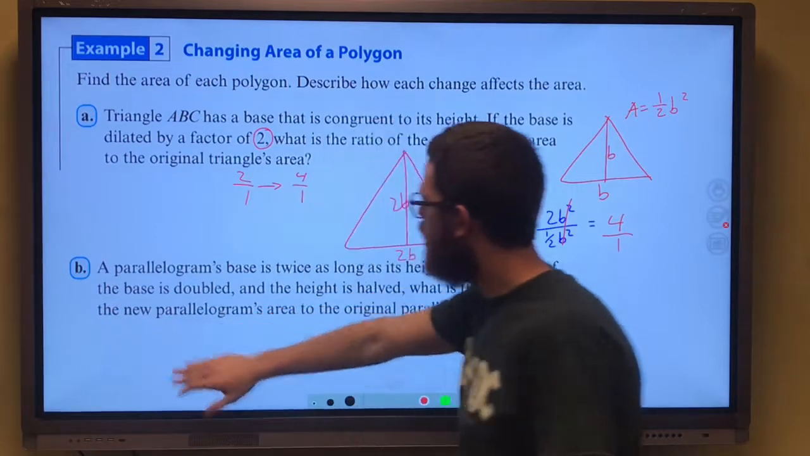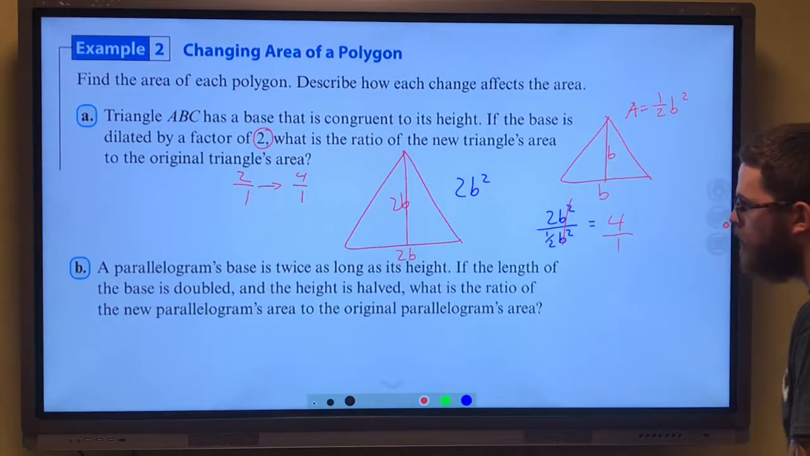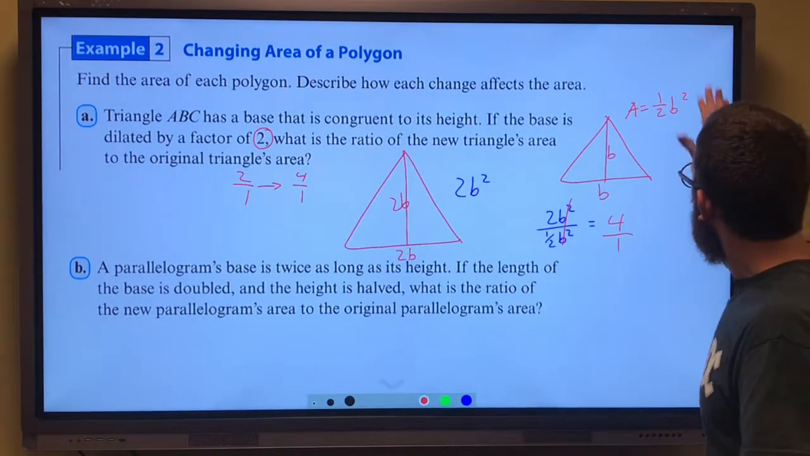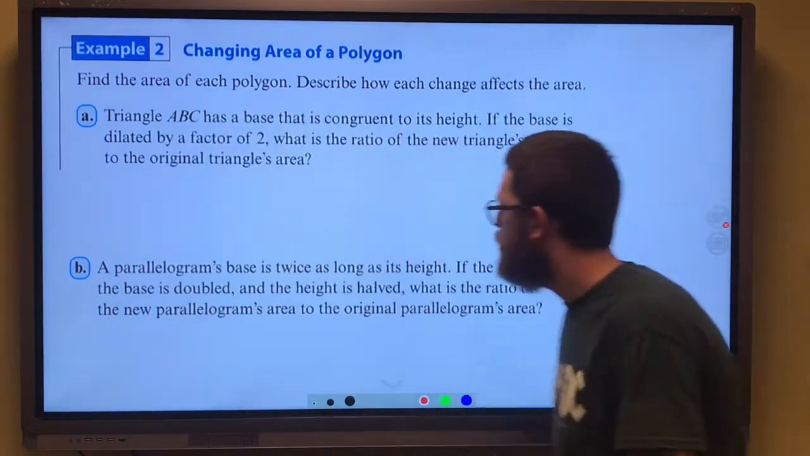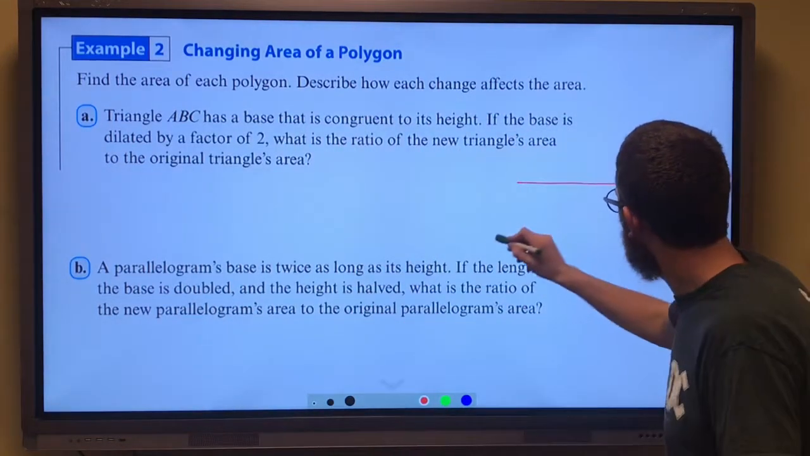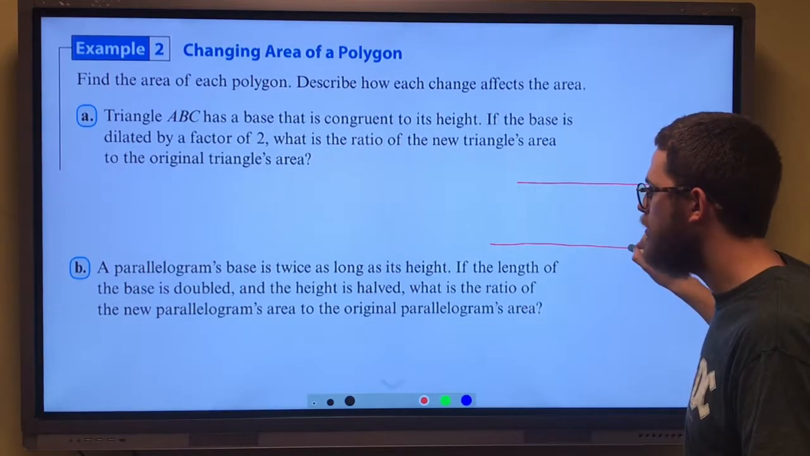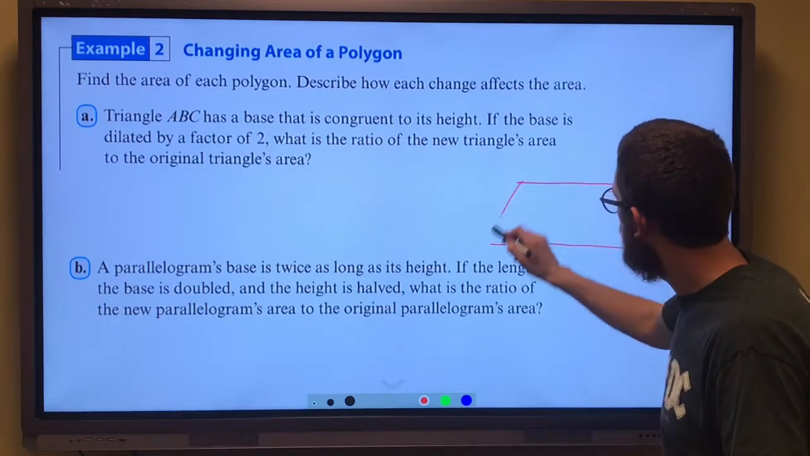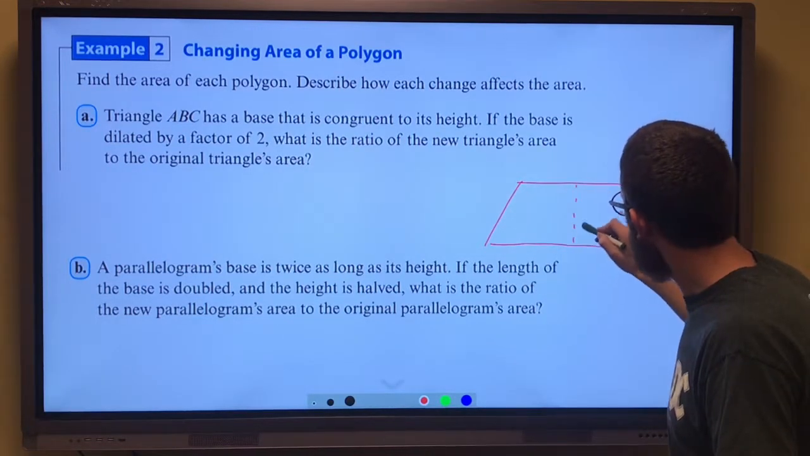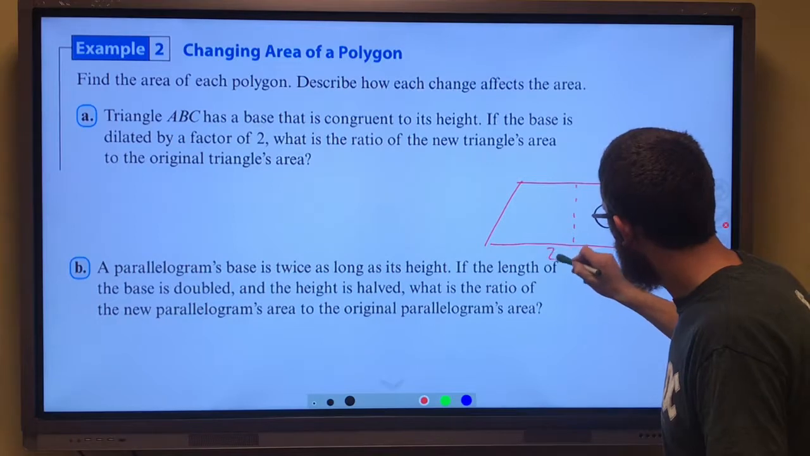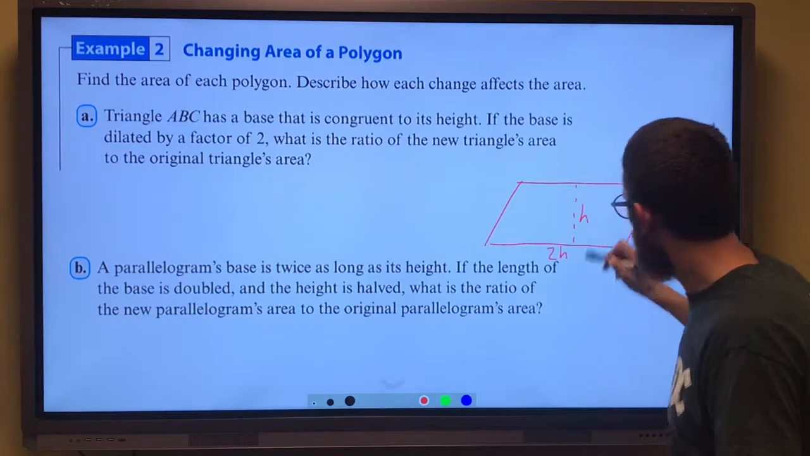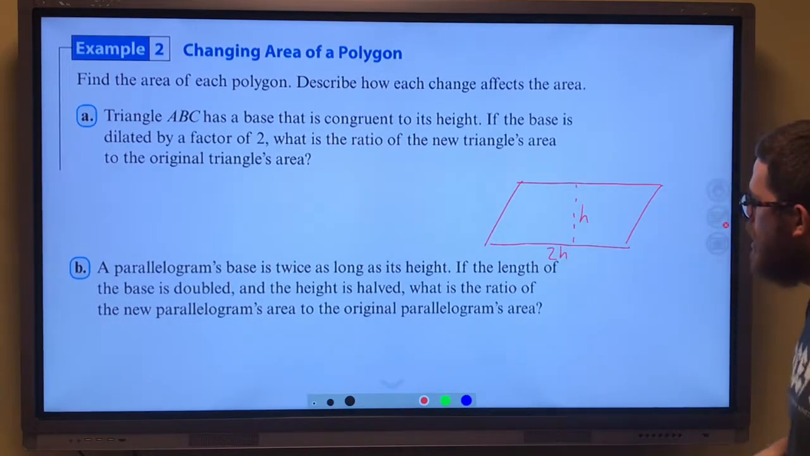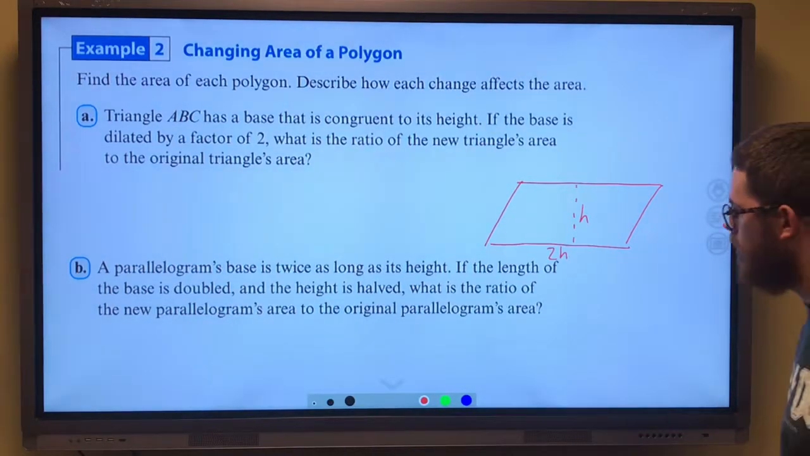In the second one, a parallelogram's base is twice as long as its height. I'm going to clear this out so we have some space. A parallelogram's base is twice as long as its height. So the base is twice the height. If the length of the base is doubled and the height is halved, what is the ratio of the new parallelogram's area to the original parallelogram's area?